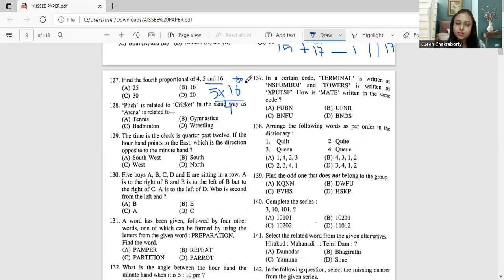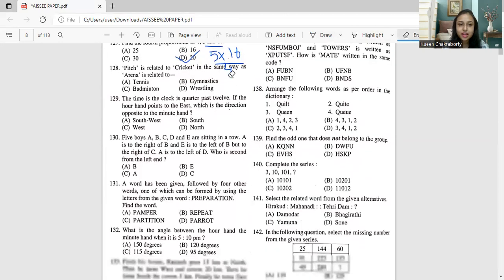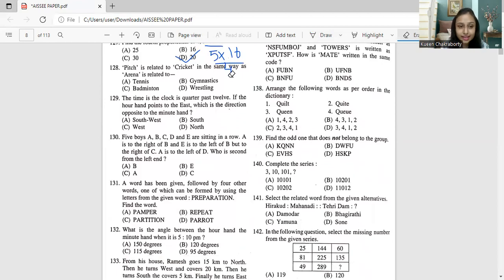I'm not able to write here for some reason, so I'll just say it will be 20. We already have the options given here: 25, 16, 30, and 20. We will mark 20 as the correct answer. The basic formula is 5 into 16 divided by 4. Next, coming to question 128.